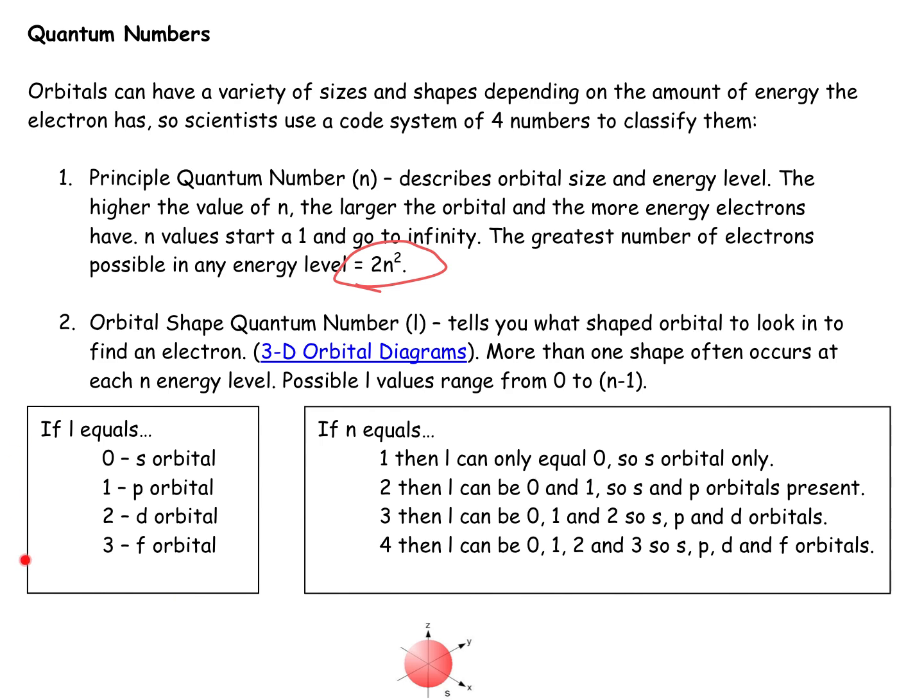And you need to remember this code. This part is a tricky one. A common mistake people make is they put s as equaling 1 because it's the first shape, but s actually is coded as a 0.